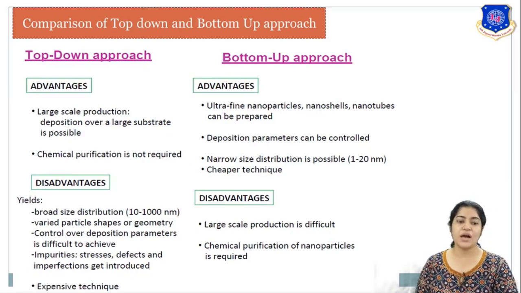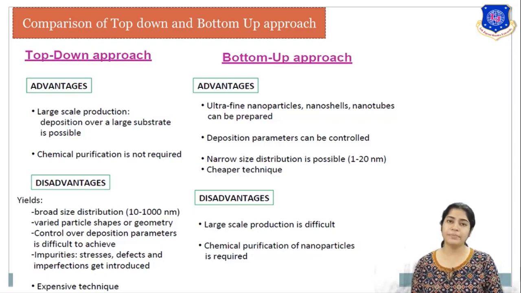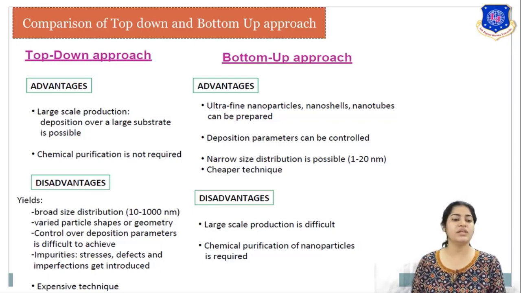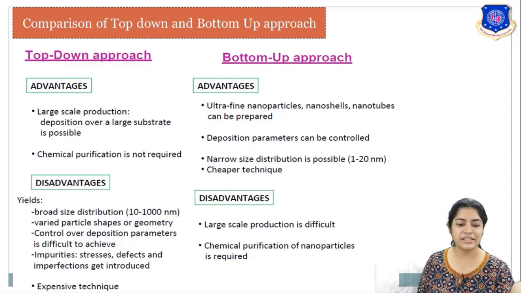So now let's see a comparison of top-down and bottom-up approach. In the top-down approach, what are the advantages? First is you can carry out large-scale production. Don't get confused that initially I told you that you cannot use the top-down approach for large-scale production. It is mainly used for laboratory purposes. See, if you have a very big instrument, you can always use it for large-scale production. But in disadvantages, you can see it is an expensive technique. Just because it is an expensive technique, we are not using it for large-scale production.